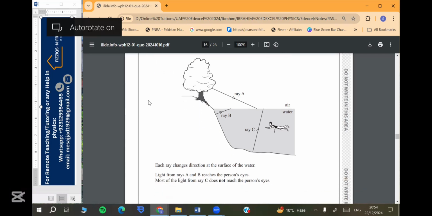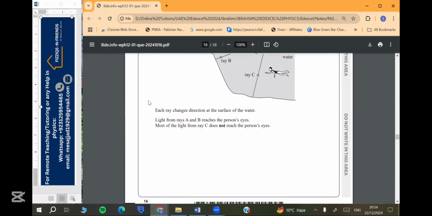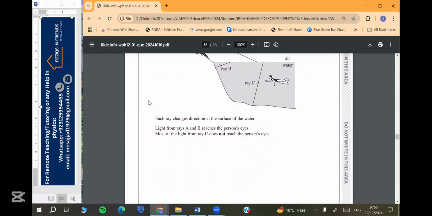Each ray changes direction on the surface of the water, as shown. Light from ray A and B reaches the person's eyes. Most of the light from C does not reach the person's eyes.